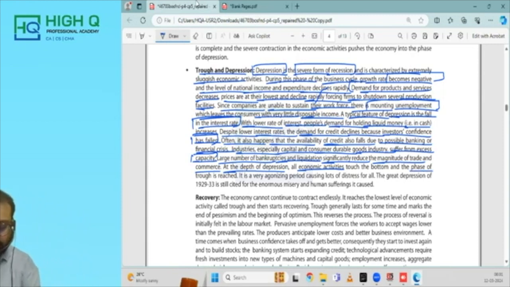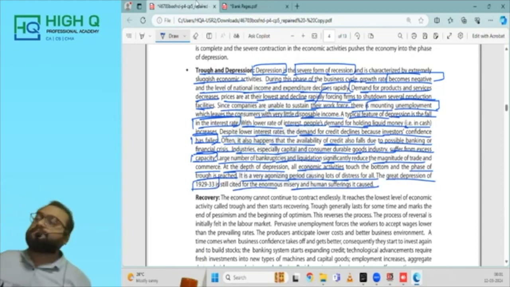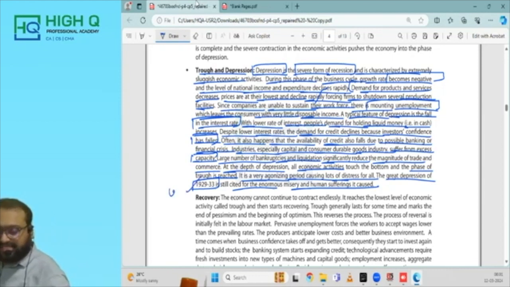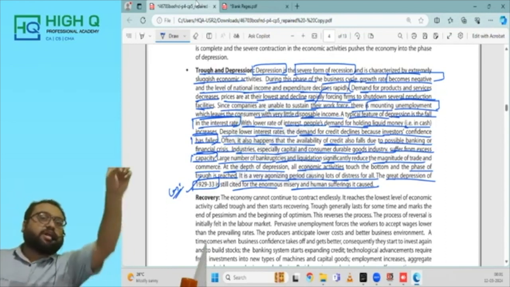And the phase of trough is a very annoying period, causing a lot of distress for all. The Great Depression of 1929 to 33, cited for enormous misery and suffering, is a case. We'll discuss this case later on. What was the Great Depression of 1930? Okay. But sir, have you understood what is trough?